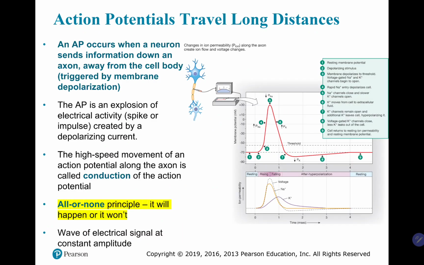An action potential is important because it's basically an all-or-none principle. It will happen or it won't, right? An action potential occurs when a neuron sends information down its axon, away from the cell body. That's triggered by membrane depolarization. Again, when we're looking at it, sodium rushes in, then we reach a certain charge, those sodium channels close, those potassium channels open, and potassium rushes out to repolarize the cell.